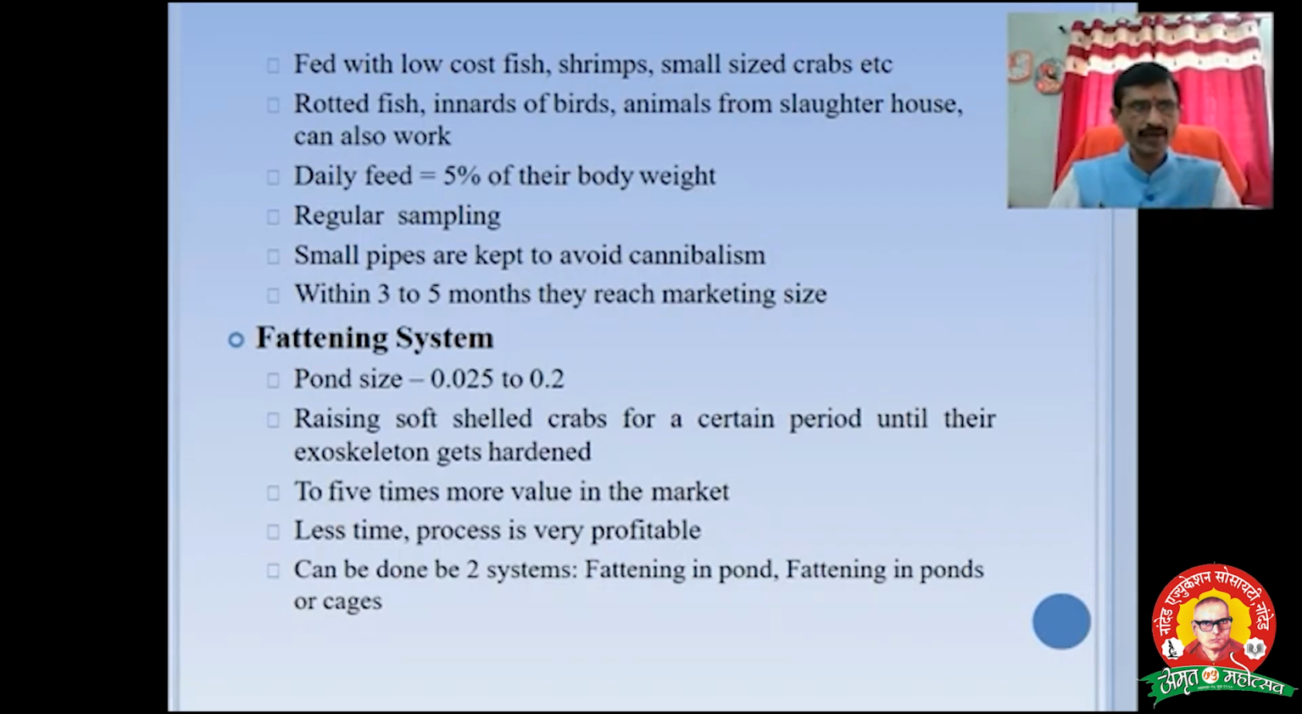Next one, that is the fattening system. The pond size is 0.025 to 0.2 hectare. Rearing soft shell crab for a certain period until their exoskeleton gets hardened, giving up to 5 times more value in the market. Less time process, very profitable. It can be done in two systems: fattening in the pond or in cages also.